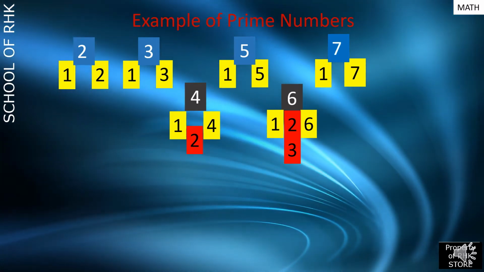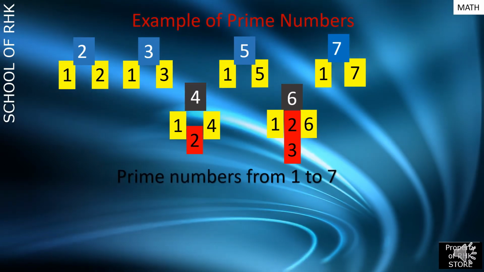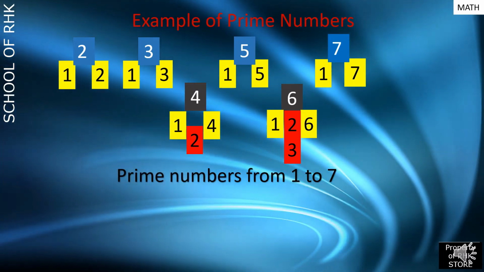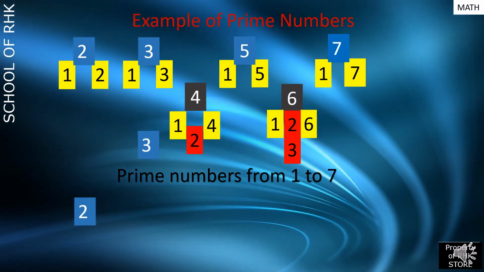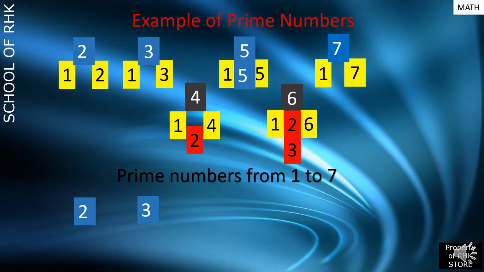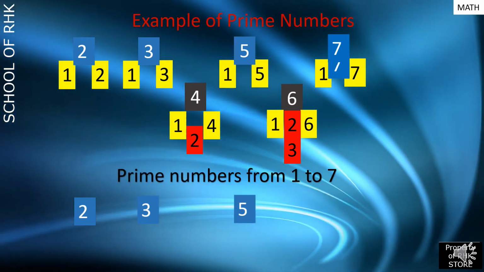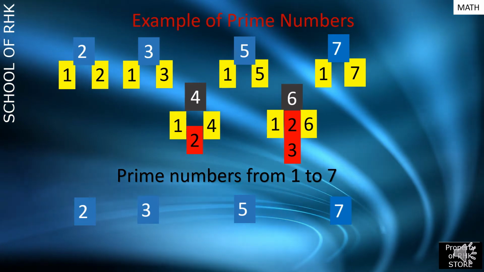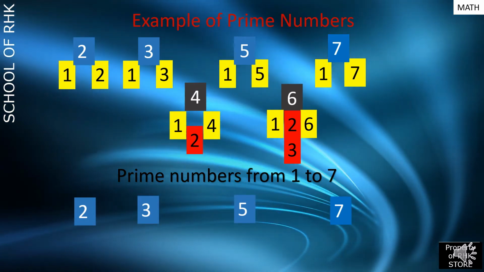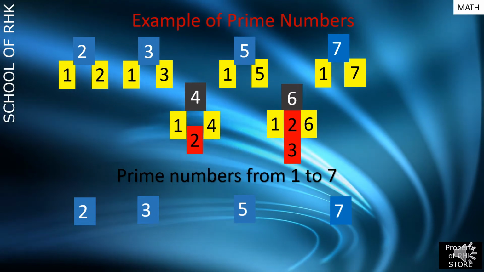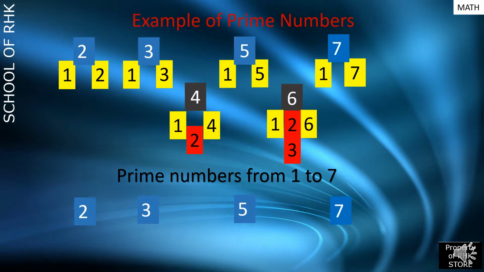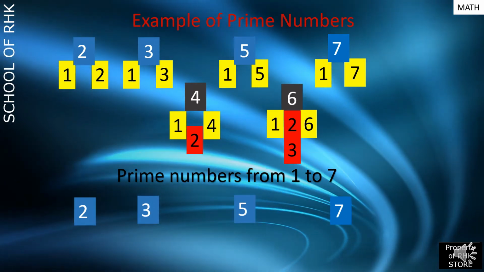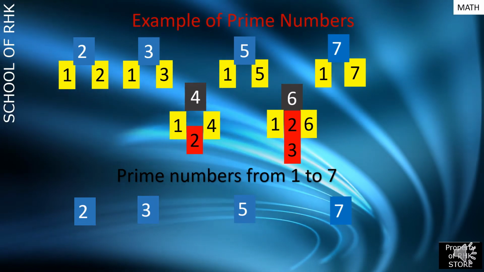Now the prime numbers from 1 to 7 are 2, 3, 5 and 7. Some of you may have a question in mind why 1 is not a prime number. We will come to learn that soon. Just hold your horse for the time.